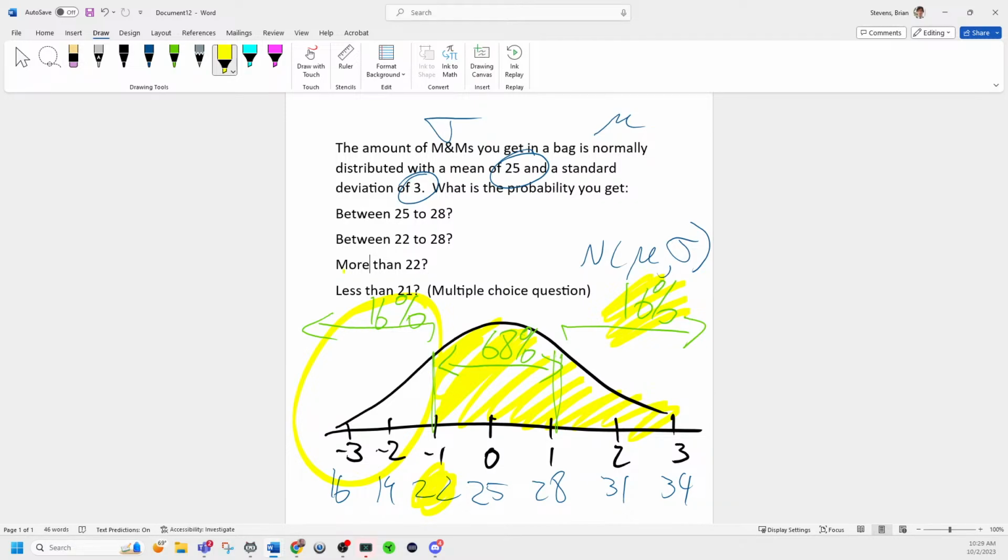We just want to make sure, a lot of times people will miss something just because they'll shade left or right. But just make sure if it says more than 22, less than 22, draw a little drawing, look at it, and be like, oh, that's a lot of the curve. It has to be 68 plus 16, which is 84, or 100 minus 16 is 84.